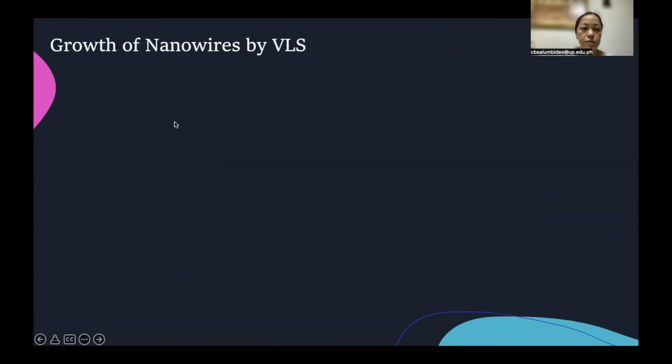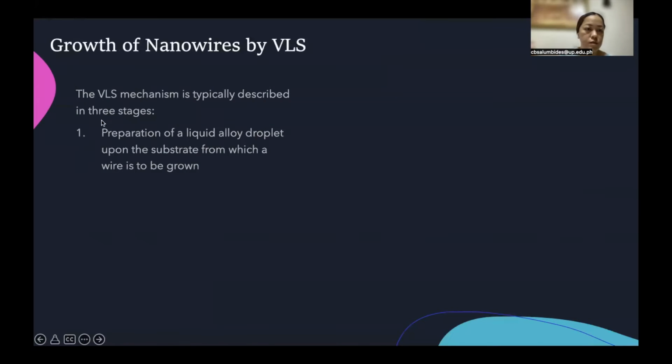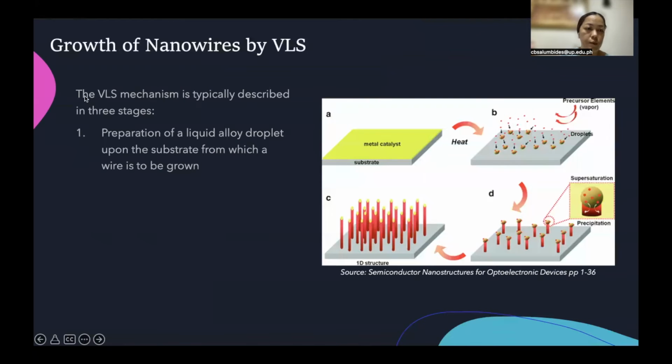To discuss further, the VLS crystal growth method is typically described in three stages. First, the preparation of a liquid alloy droplet upon the substrate from which a wire is to be grown. In the figure here, a thin gold film is deposited onto a silicon wafer substrate, typically by means of sputter deposition or thermal evaporation. Then the wafer is annealed at temperatures higher than the gold-silicon eutectic point, thereby creating gold-silicon droplets on the wafer surface.